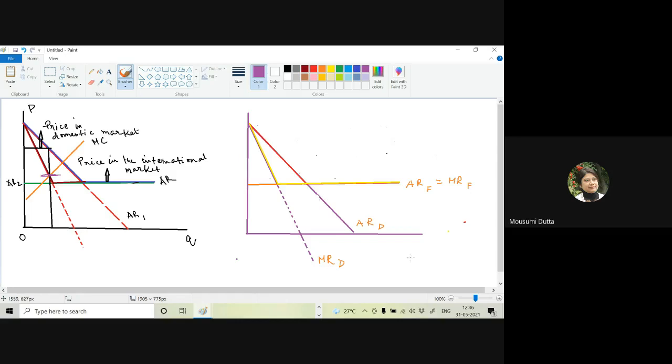So marginal revenue, is it understandable? First you check whether you are understanding the aggregate average revenue curve and aggregate marginal revenue curve. Is it okay to all of you?